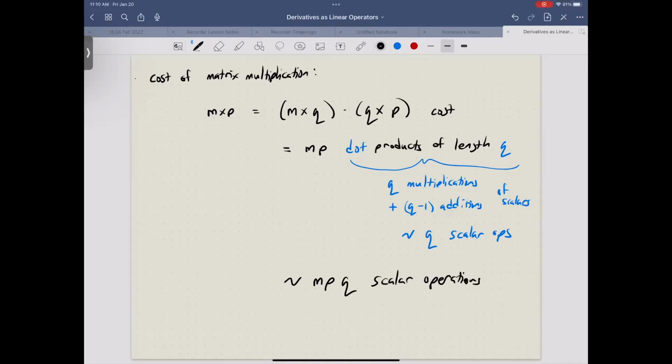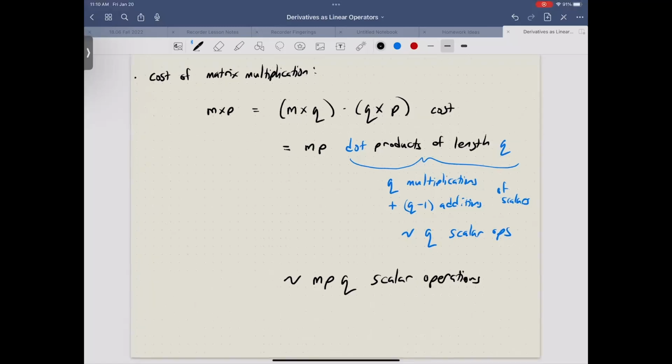Right? So that's a review. So if I do, for example, M by M times M by M, two matrices, this is proportional to M cubed. So in computer science, you would say this is theta of MPQ, that big O notation. But I'll just say proportional to M cubed.